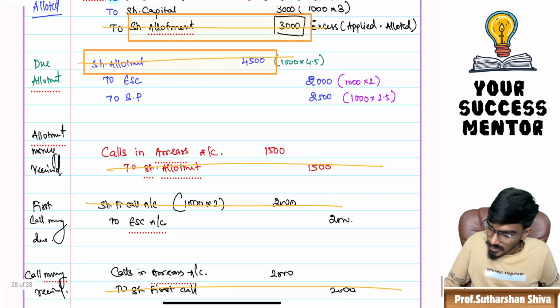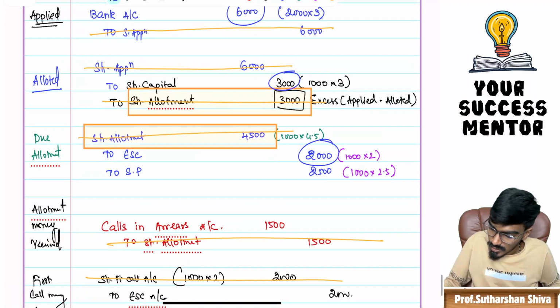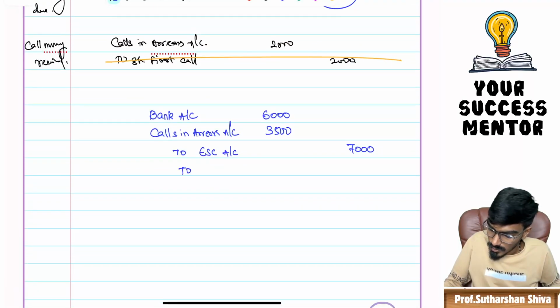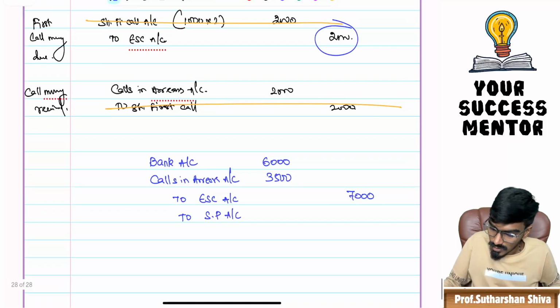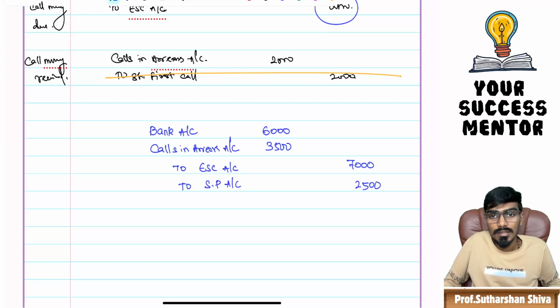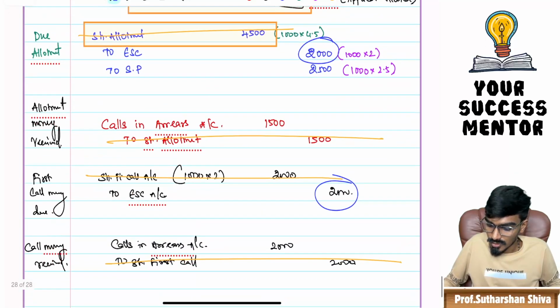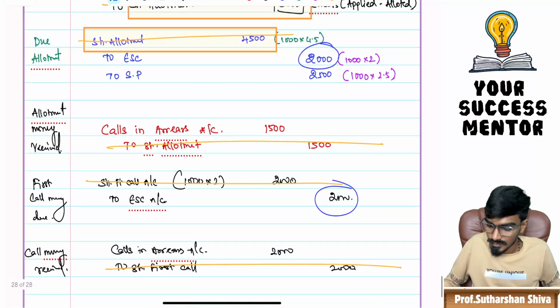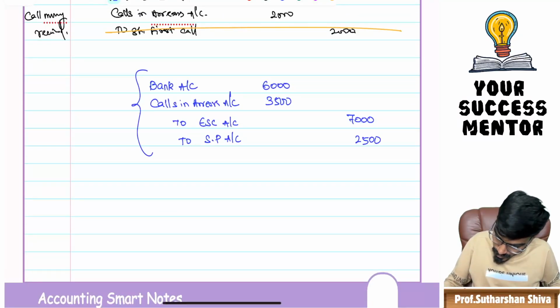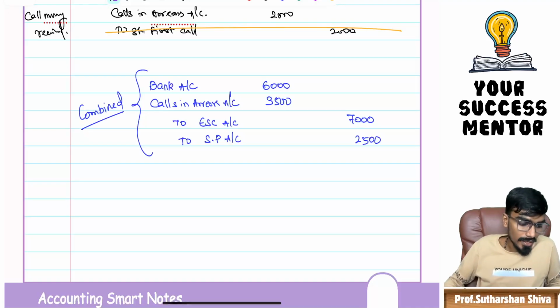Listen, yes. 2,000, 3,000, 5 plus 2, 7. Securities premium. What is the securities premium? 2,500. Correct? Yes. Securities premium is 2,500. Correct? Now, this was the combined effect. Correct? Yes, sir. Now come to the next part.